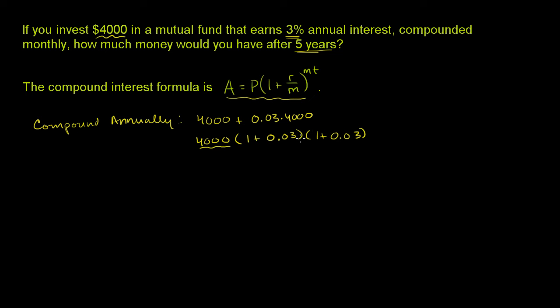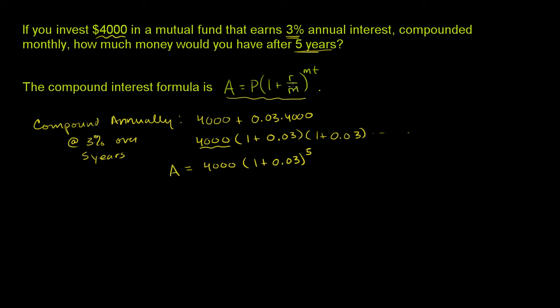And after 2 years, if you compound annually, you'll do it again and again. So really, if you do it for 5 years, you're going to multiply this times 1 plus 0.03 5 times. So if you compound annually at 3% over 5 years, then you're actually just looking at $4,000 times 1 plus 0.03 to the 5th power. And I think you already see this is how much you would have left after 5 years. So this is what you would be left with.